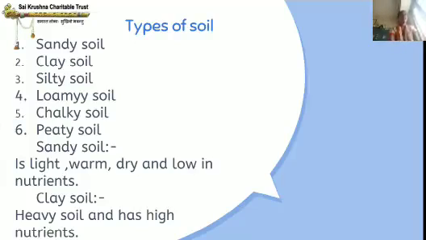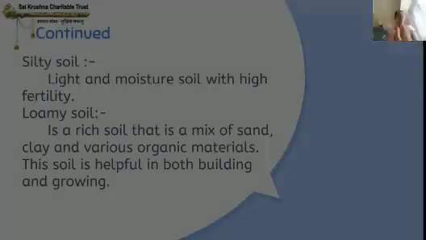So sandy soil. What do you mean by sandy soil? Sandy soil is light, it's warm, dry, and low in nutrients. And clay soil is a heavy soil, but sandy soil is light, warm, dry and low in nutrients, whereas clay soil is heavy and has high nutrients.